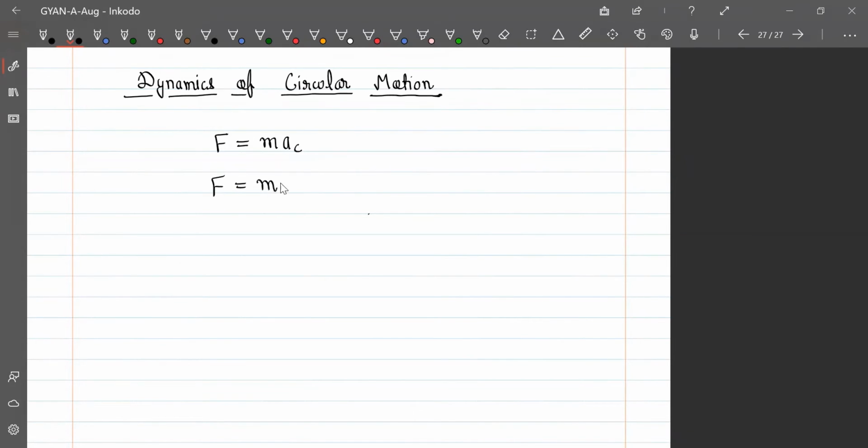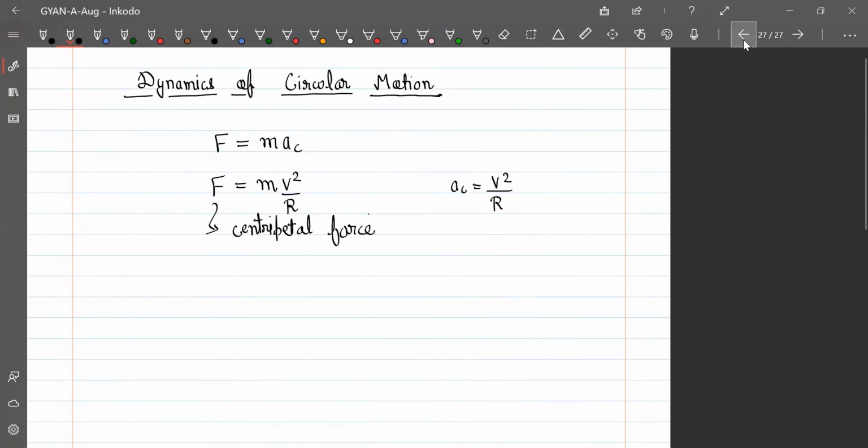And we can write that part of force as mv square by r, and that force can be called centripetal force. That net force which is responsible for circular motion is called the centripetal force. And as we all know, centripetal acceleration is v square by r. So F is mv square by r. And the force which is responsible for this centripetal acceleration is known as centripetal force.